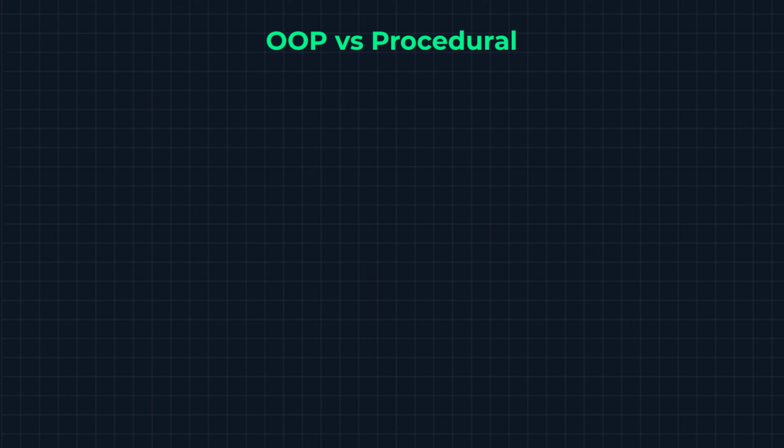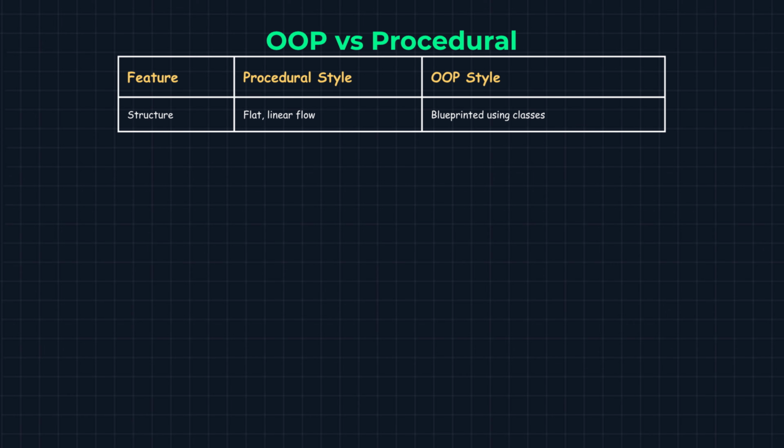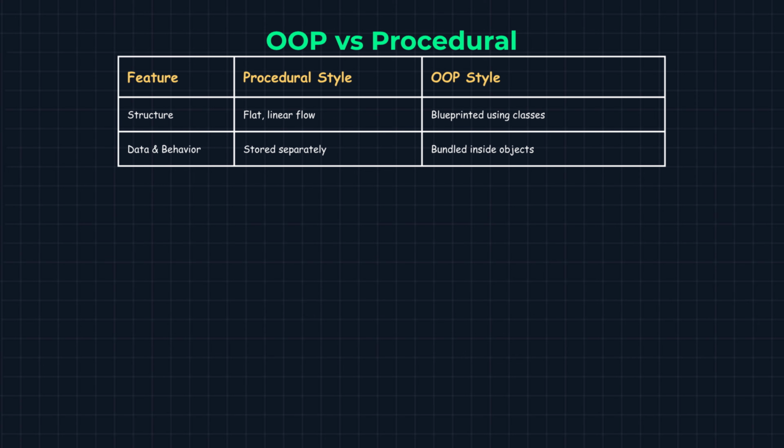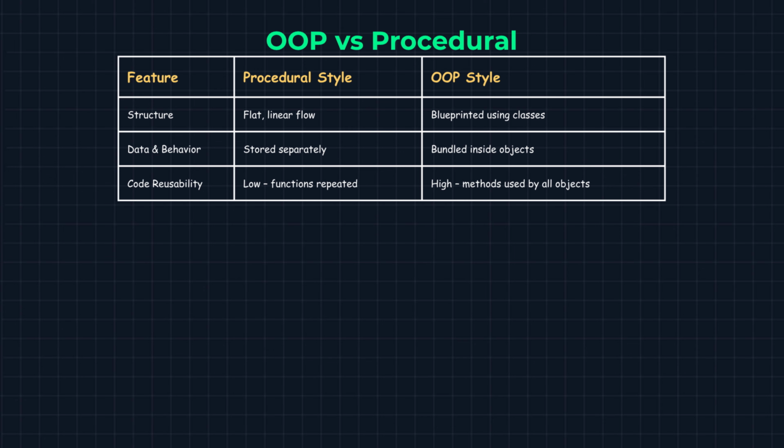Object-oriented programming and procedural programming. Let's compare. Same goal, different mindset. Structure. Procedural style is just plain code, top to bottom. OOP gives structure. You group the data and logic into reusable chunks using classes. Data and behavior. In procedural, data like name and age live separately from the display function. But in OOP, it's all inside one unit, the object. That's why it feels natural. Code reusability. In procedural, you keep repeating code, but in OOP, you write logic once inside a method and reuse it across all objects.